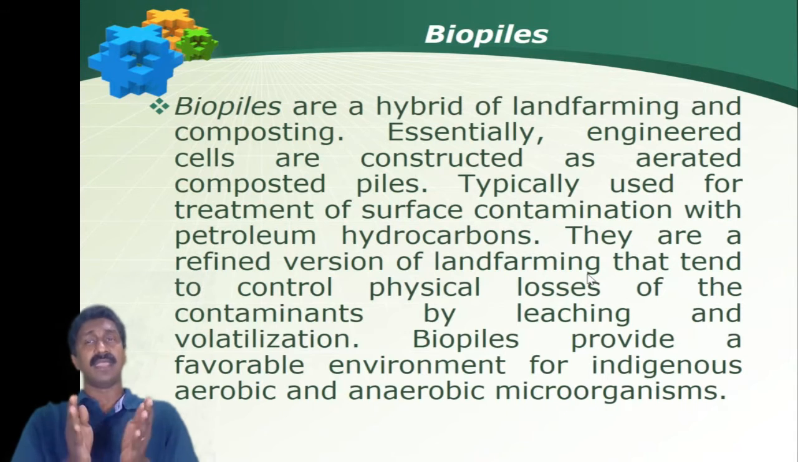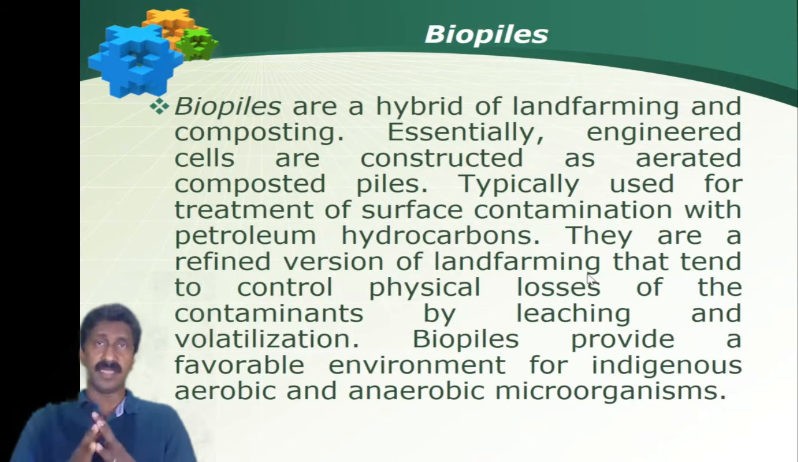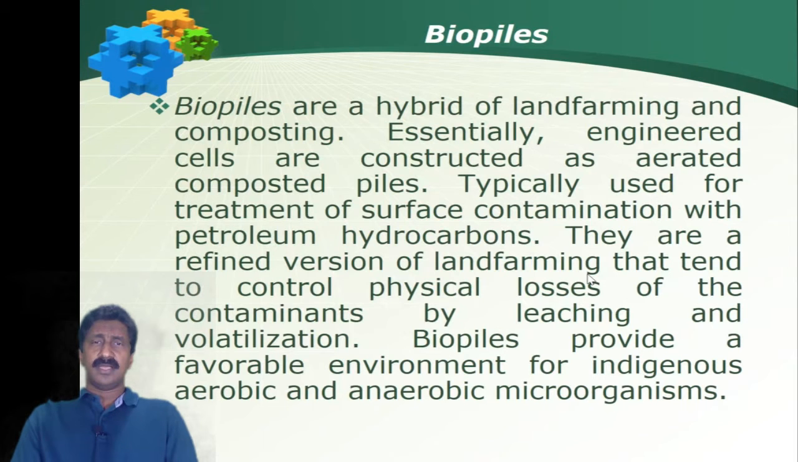So it is used for soil, especially surface soil contamination with petroleum hydrocarbons. This technique is employed, and it is a refined version of land farming that tends to control physical loss of the contaminants by leaching and volatilization. So two things need to be prevented. The leaching of the partially degraded contaminant through the soil to the aquifers needs to be prevented, and also the release of these toxic components to the air in volatile form. And for that purpose, this type of technique is used, especially for soil contaminated with petroleum hydrocarbons.